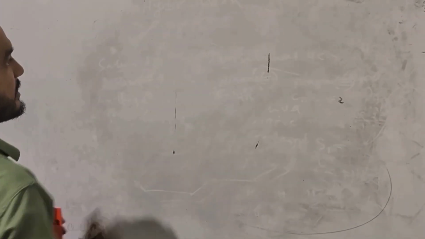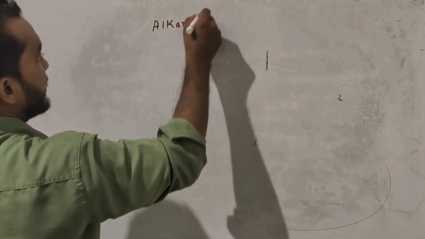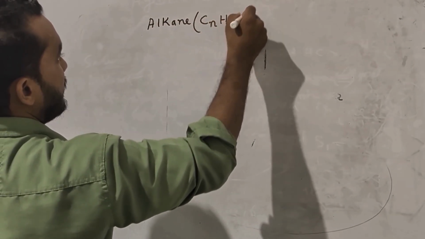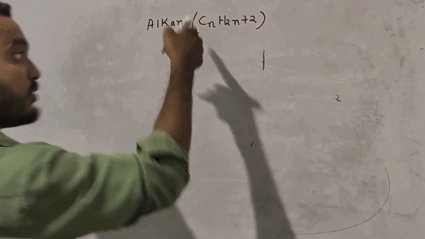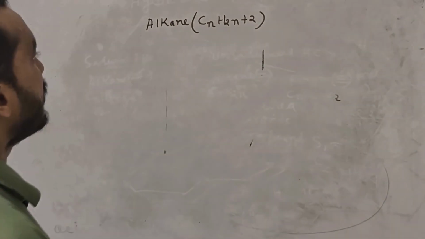Okay, now what we'll discuss? Alkane. General formula CnH2n+2. It is a saturated hydrocarbon, which is formed by single covalent bonds.